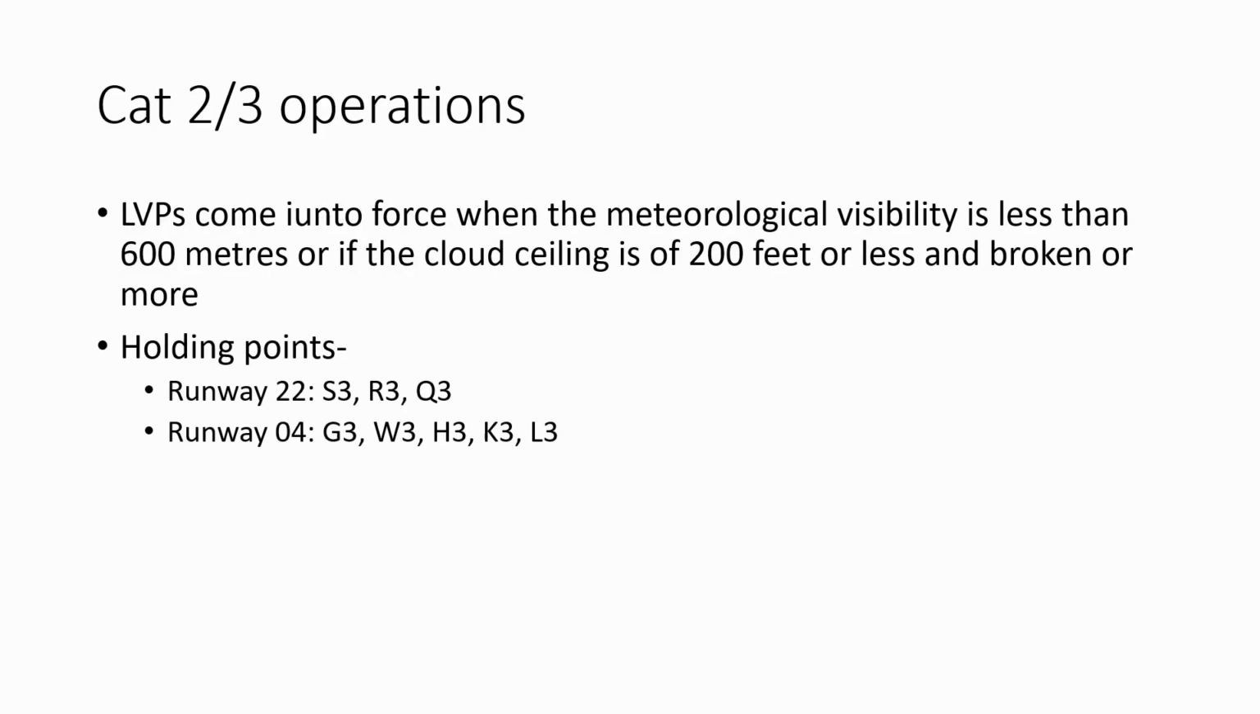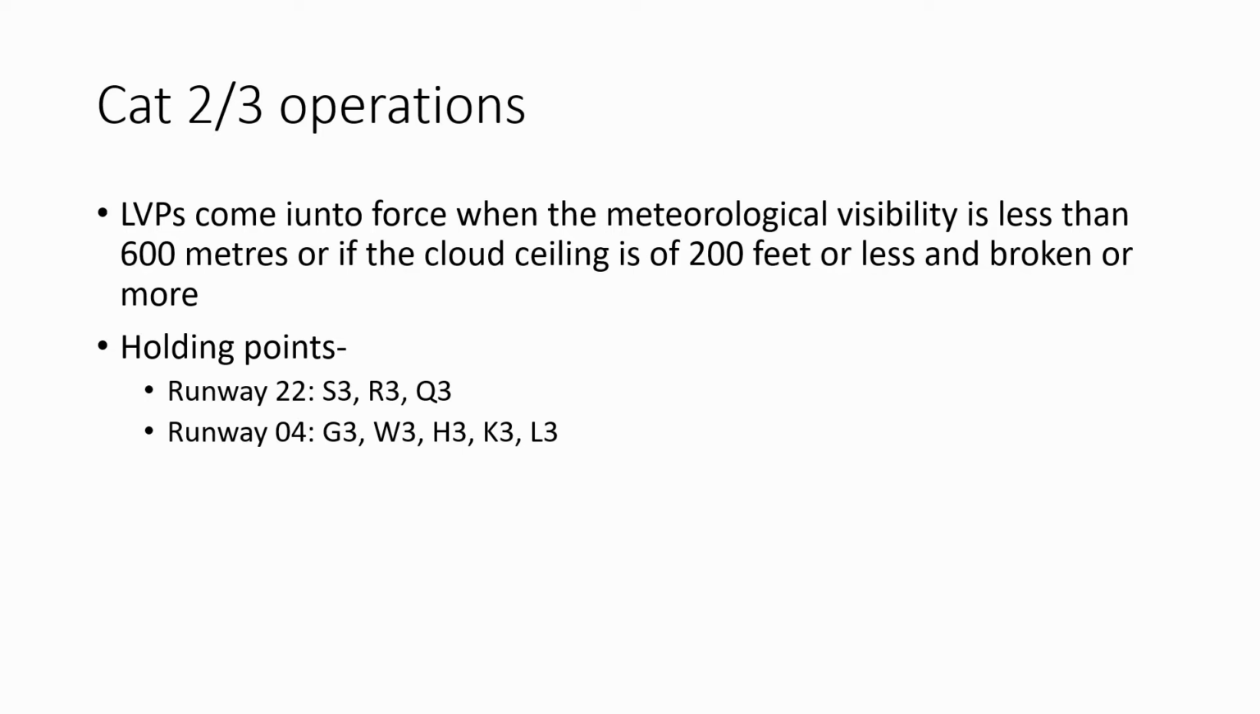Cat 2 or 3 operations, or otherwise LVPs. I spelt something wrong. So LVPs come into force when the meteorological visibility is less than 600 meters, or if the cloud ceiling is 200 feet or less, and of broken or more, so more than 5 oktas, basically more than 5/8 of the sky covered with cloud.